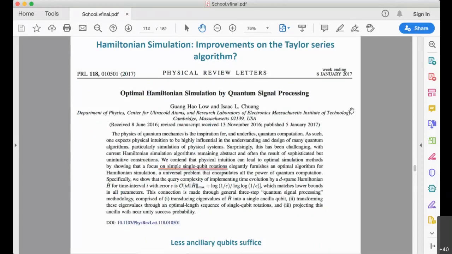Are there any questions at this time? I don't see other questions at this point. Oh wait, there is one. How does the error in simulating U over 2, the half unitary, appear in the final scaling?